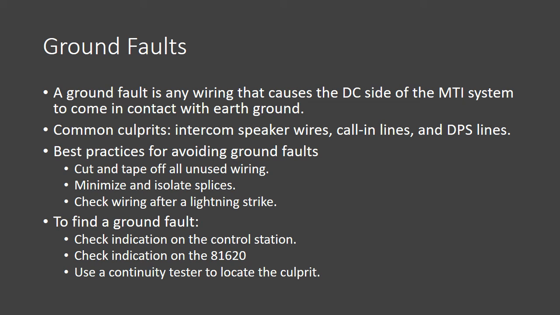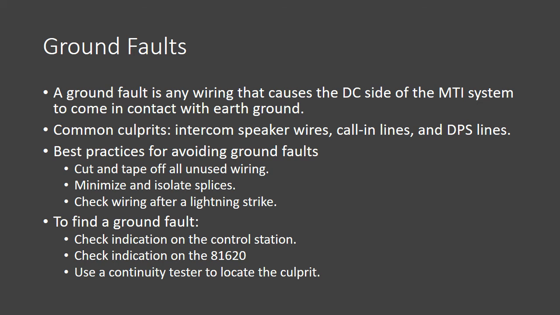So it is always a good practice to eliminate ground faults during the installation and to be diligent to check for them regularly and eliminate them if they were to resurface. Common culprits of ground faults are intercom speaker wires, especially the shield, because oftentimes the shield is not cut back properly on the field side in the staff station, and it ends up touching the conduit or the box and exposes the system to a ground fault. Call-in lines are the same way, and DPS lines.